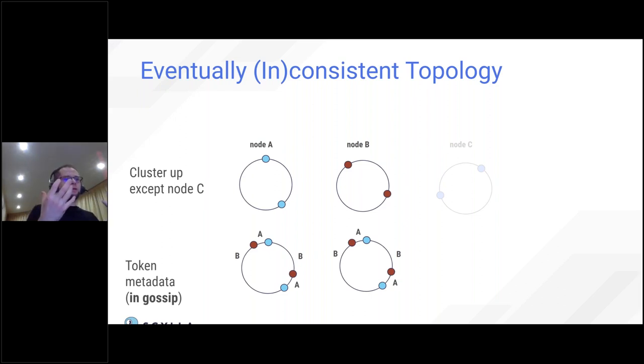The token metadata is persisted in every node, but it's also distributed, gossiped across nodes using the epidemic algorithm. Since node C is down, nodes A and B have the full view of the topology, but nobody is telling, say, new nodes about the tokens of node C, because each node is responsible for gossiping its own tokens.